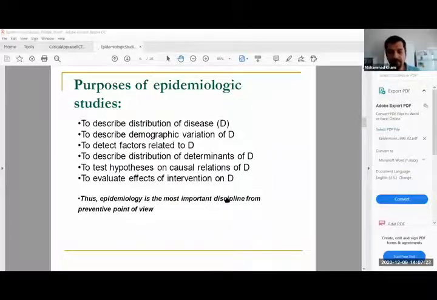And we know that we have now the web of causation for each disease. So most of the diseases are multifactorial. So there are many factors that affect incidence and prevalence of the disease. And we try to find how these different exposures or risk factors are related to each other at various levels.